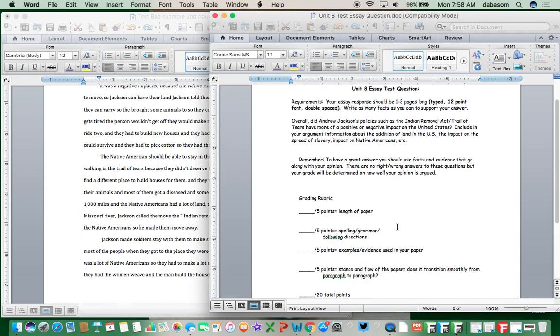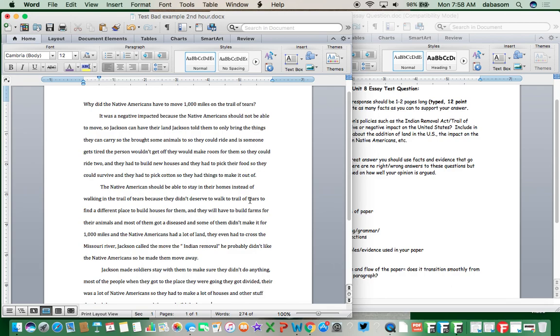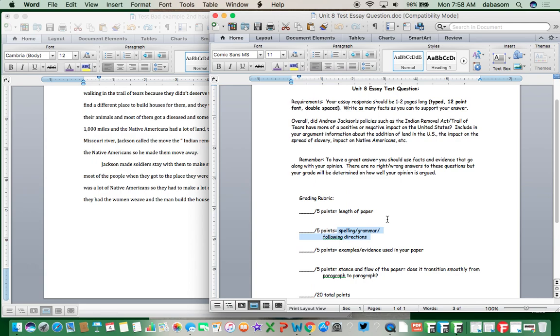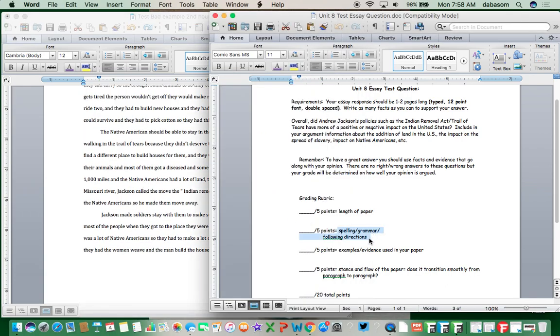Spelling, grammar, and following directions. This paper was extremely difficult to read, as you saw. In total, there are only 3 sentences. 1, 2, and there's not even a period at the end of this one. That's concerning from a spelling grammar standpoint. Numerous mistakes. In terms of following directions, pretty haphazard. I would probably give this person maybe a 2.5 for spelling, grammar, and following directions. So if we look at it this way, this person's at a 4 for length of the paper. This person's at a 2.5 for their spelling.